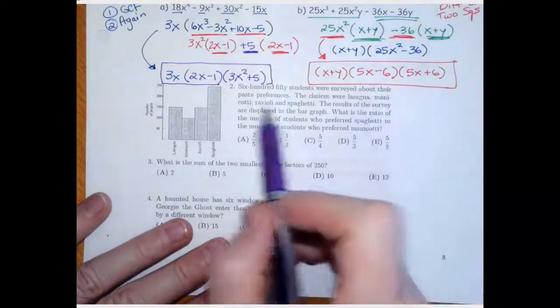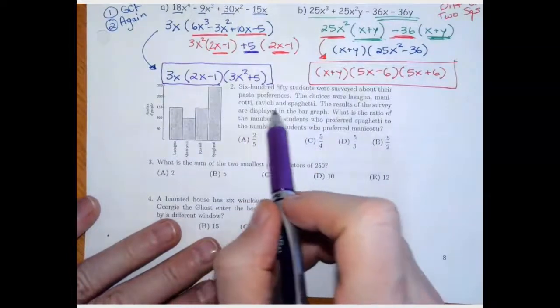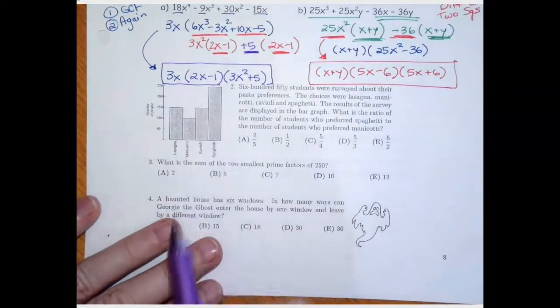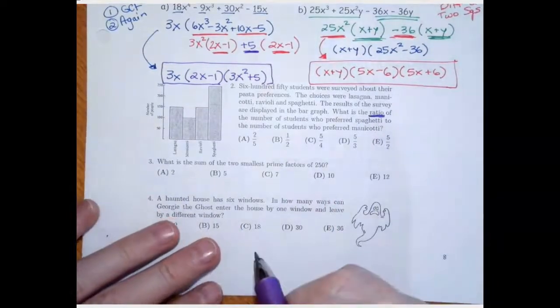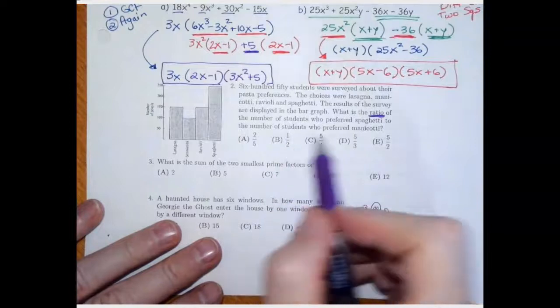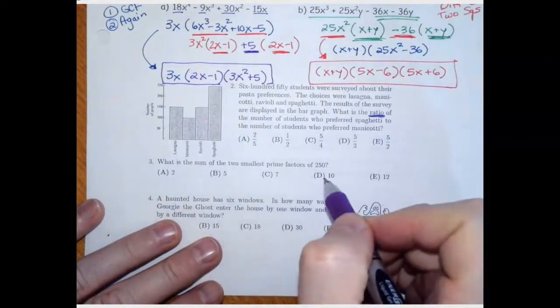650 students were surveyed about their pasta preferences. The choices were lasagna, manicotti, ravioli, and spaghetti. The results in the survey are stored in the bar graph. What is the ratio? Okay, so that's why this is in Chapter 8, a ratio question. The number of students who preferred spaghetti to the number of students who preferred manicotti.